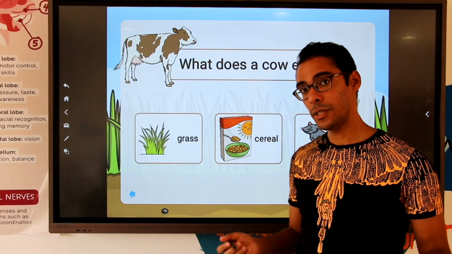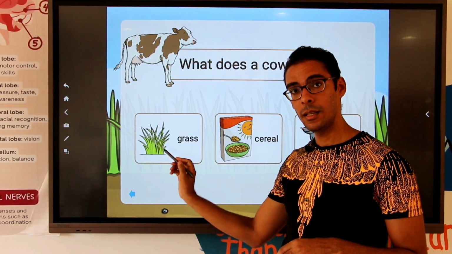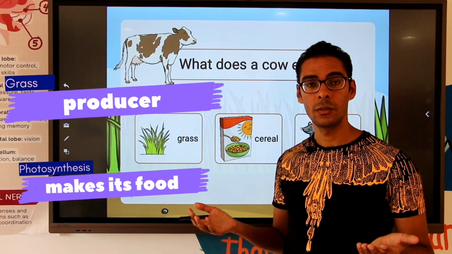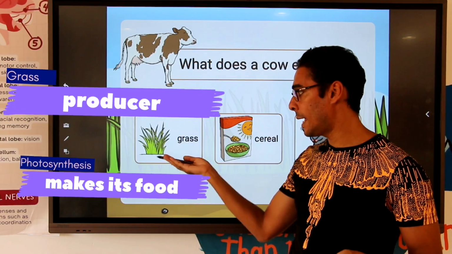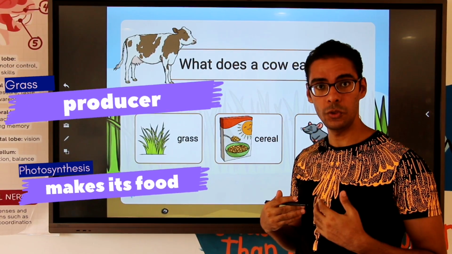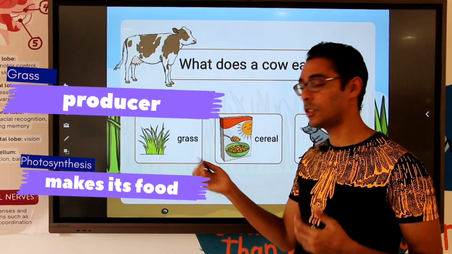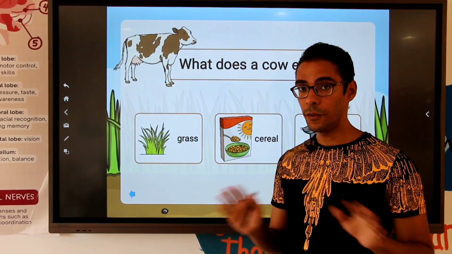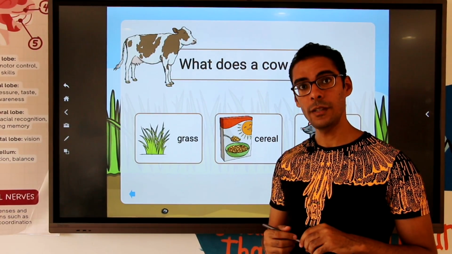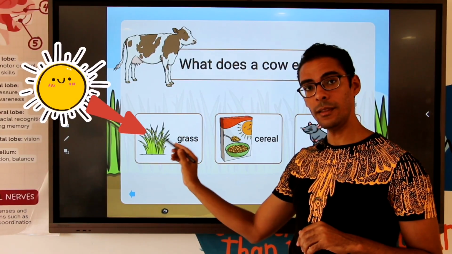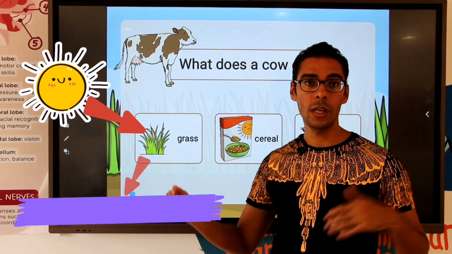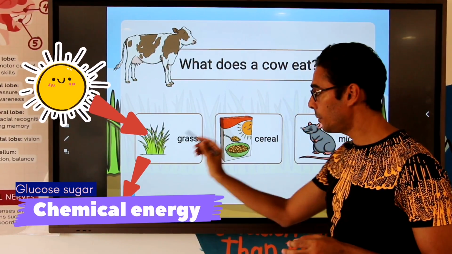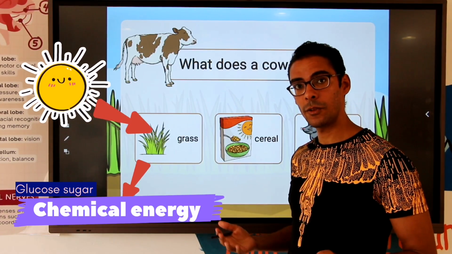The answer to this question is that the grass is one of the producers. What does it mean, producer? A plant produces its own food. We studied previously that the plant creates its own food by the photosynthesis process. And the final thing that we studied in the previous episode was converting the plant's sunlight energy into chemical energy. So this chemical energy is stored inside the grass.